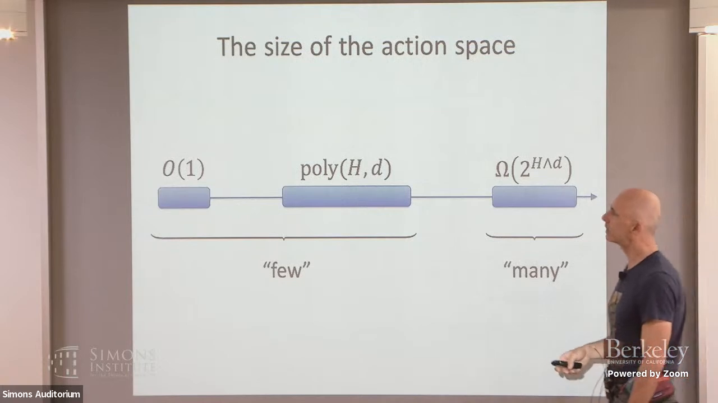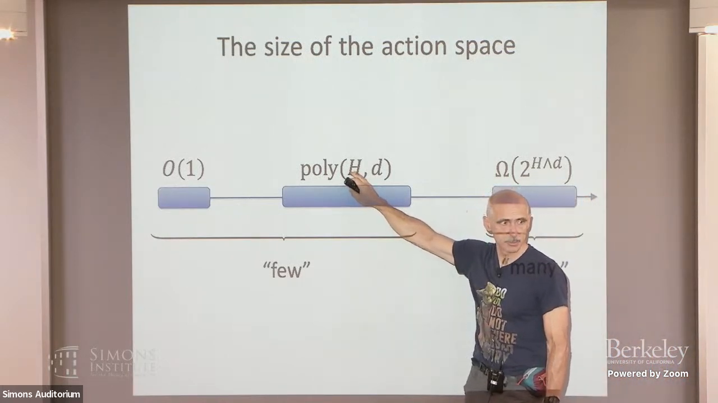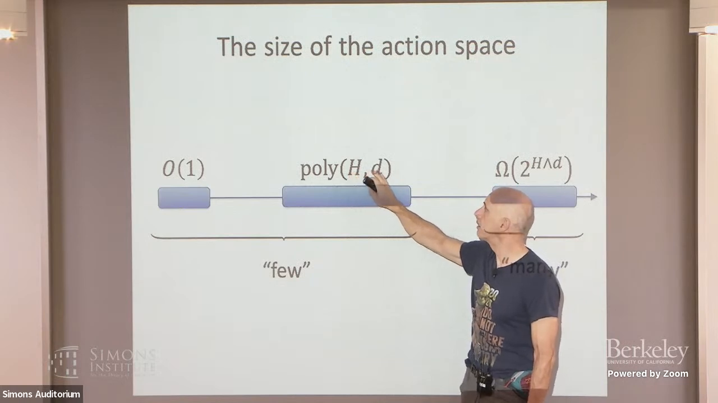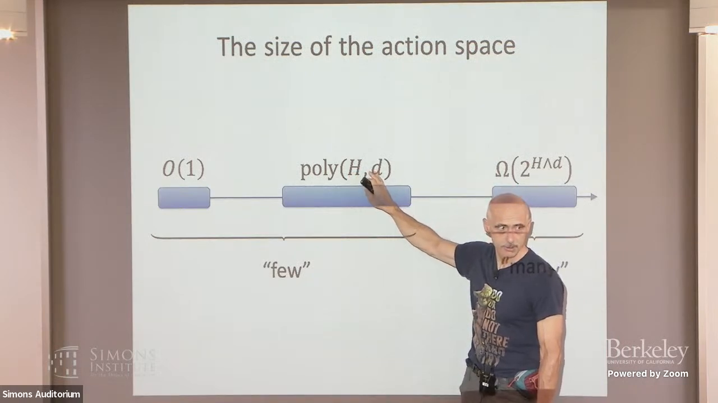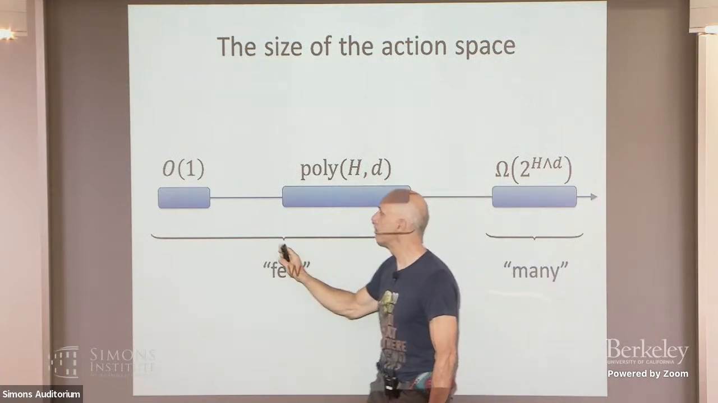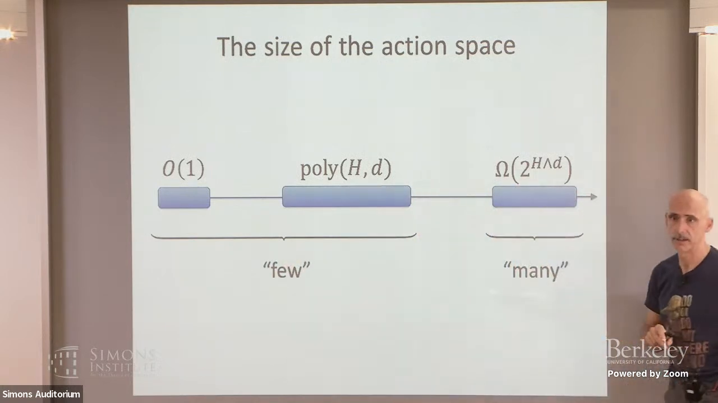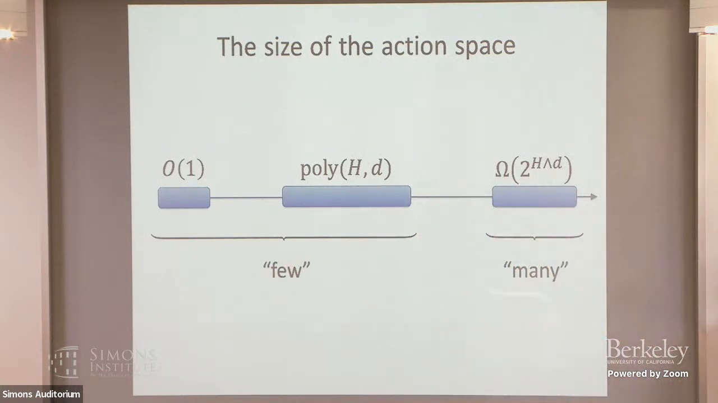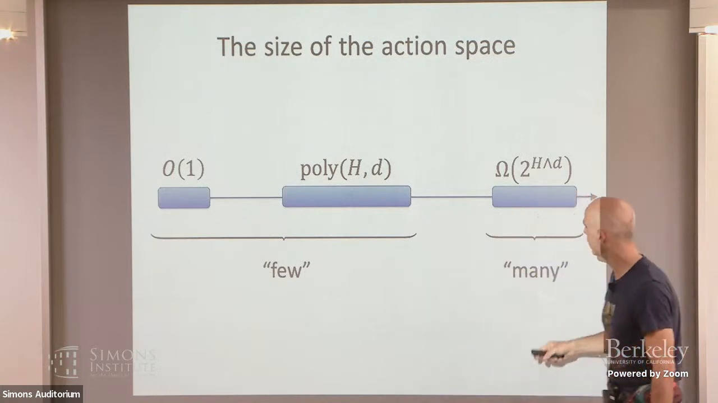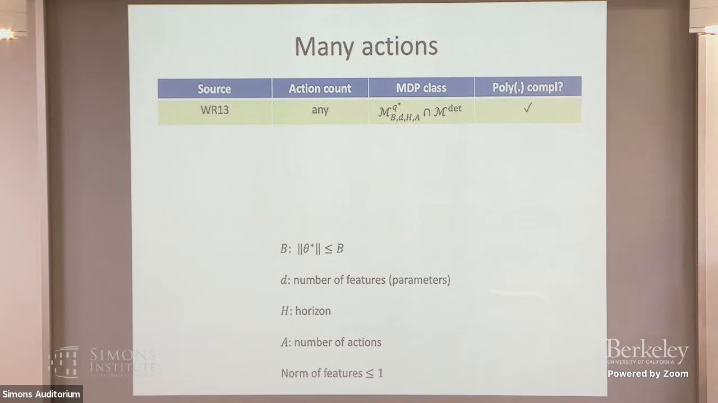The action space could be relative to the number of stages in the problem and the number of features or basis functions. It could be polynomial, or much less, like constant, or much more, exponential in the smallest of the two. We're going to see that this determines a lot. I will call the first two cases the few actions case, and this one the many actions case. So let's start with the many actions case.